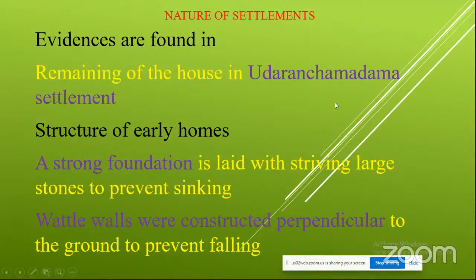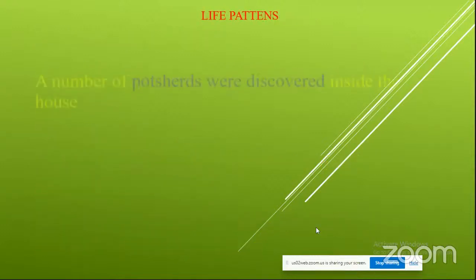These wattle walls were constructed perpendicularly to the ground. So that's their knowledge about the technology. They knew that when the walls were constructed perpendicularly, no problem, they are not falling. Otherwise, they are falling. So these are the two main features that we can see in the houses of proto-historic man. They had a strong foundation for their houses and they were using wattle walls constructed perpendicularly.